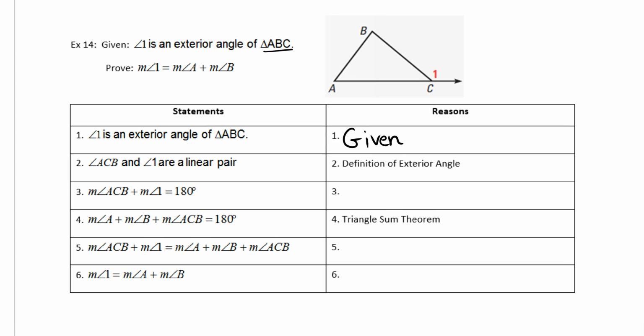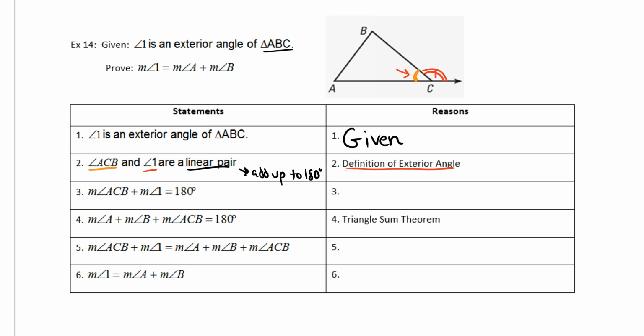So next it says that the measure of angle ACB, let's give it a fun color here, that angle is right there, and angle 1, this angle right here, are going to be linear pairs. And it says that's because of the definition of an exterior angle. Well, if you guys remember, it said that the exterior angle is a linear pair with its adjacent angle. So yeah, that makes sense. So if something is a linear pair, doesn't that mean it adds up to 180? We had a rule that told us that.